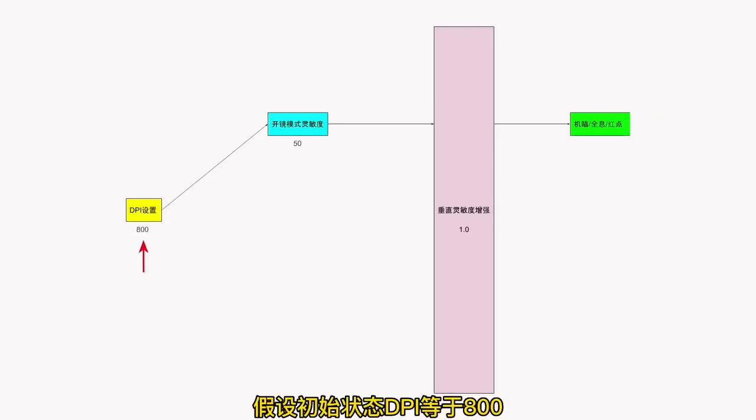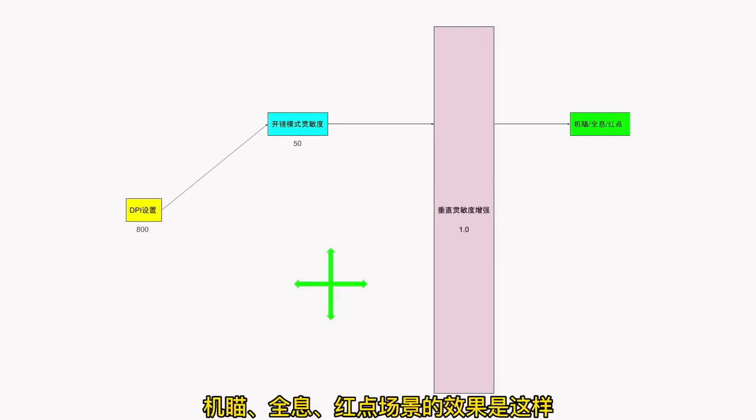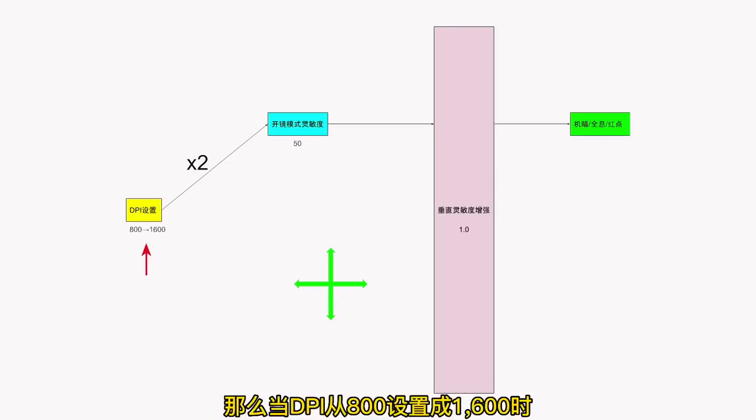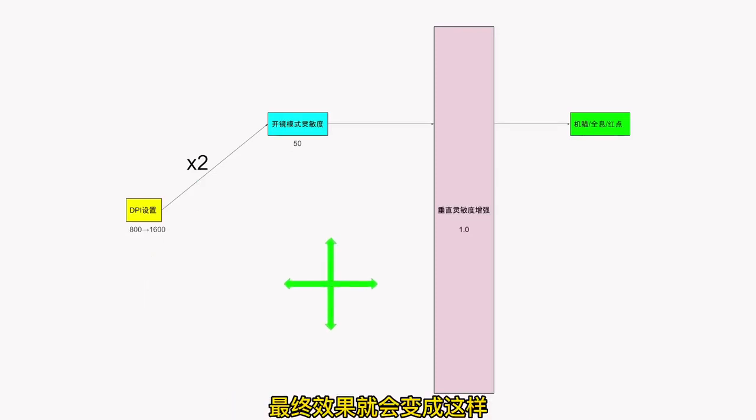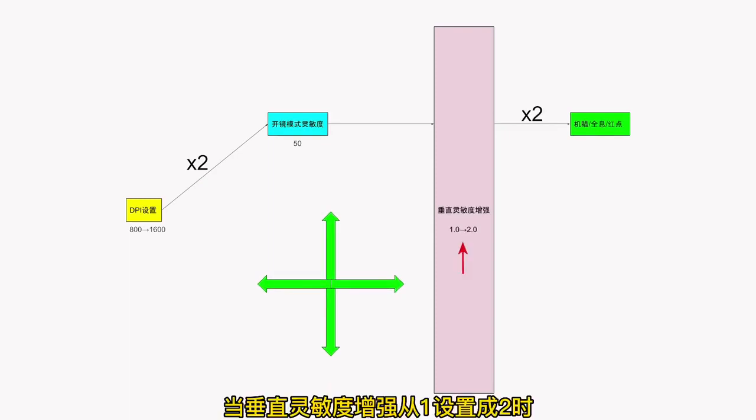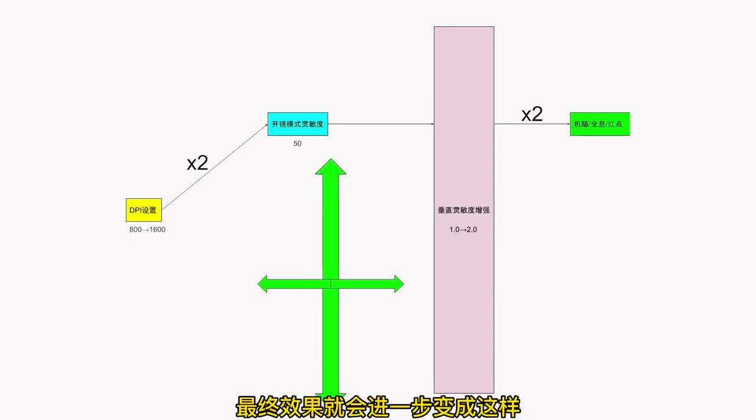Assuming the initial DPI is set to 800, aiming mode sensitivity equal to 50, and vertical sensitivity enhancement is set to 1, the effects for iron sights, holographic sight, and red dot sight work like this. Then, when the DPI is changed from 800 to 1600, the first factor doubles, resulting in this outcome. When the vertical sensitivity enhancement is set from 1 to 2, the third factor doubles. The final result becomes further like this.